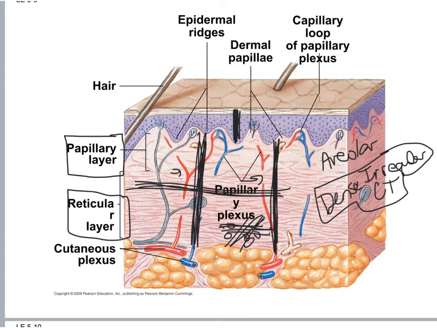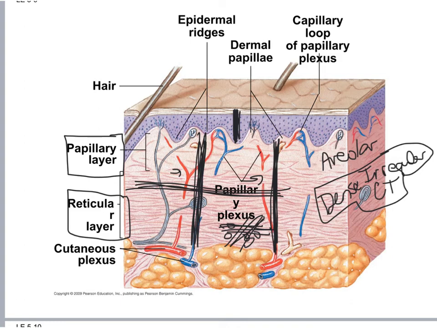Okay, there are also nerve endings in the dermis, so if you cut the area, it's going to be painful. So there's blood, there's nerves, there's collagen fibers creating the lines of cleavage, all of that.